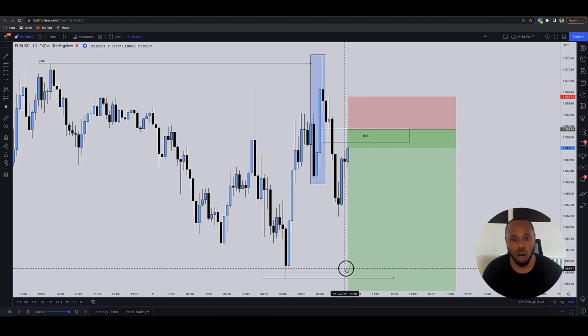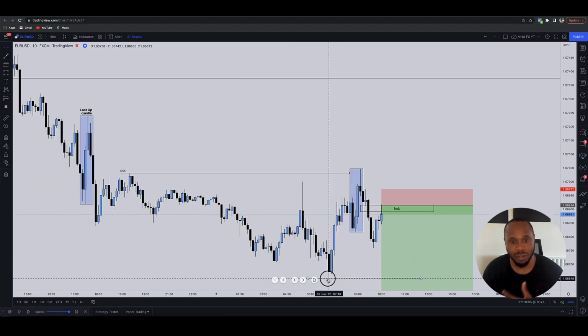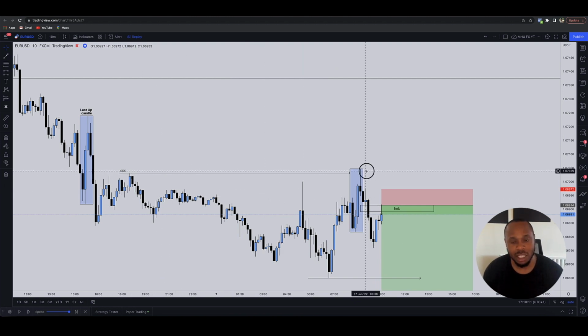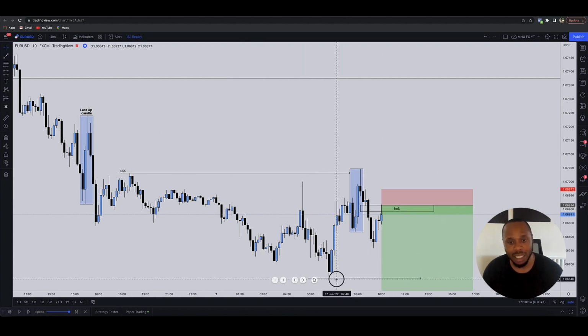The very first partials I was looking to take was at this low. If this is where smart money is starting to buy from to run out the liquidity above this high, this is where they need to get beneath again. This is why I want to be taking my partials at this level here.